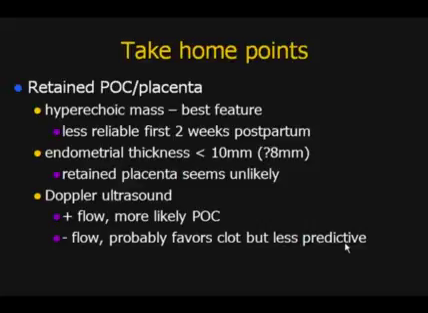So to summarize, retained products of conception or placenta, a hyperechoic mass seems to be the best feature. However, it's probably less reliable in the postpartum patient in the first approximate 2 weeks. If you don't have a mass and you only have endometrial thickness to go by to predict retained products, I think based on what's out there at the moment, somewhere 8 to 10 is probably the best cutoff. I currently use 10. However, admittedly we really don't know the most reliable thickness to discriminate patients who can be treated conservatively. But if it's less than approximately 10, clinically significant retained products of conception seems unlikely.